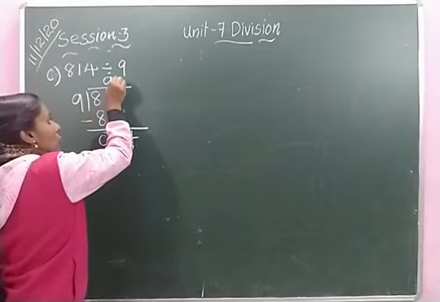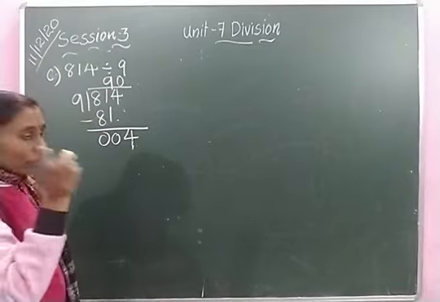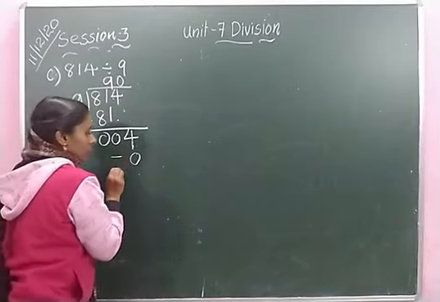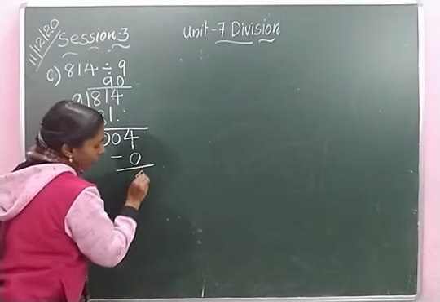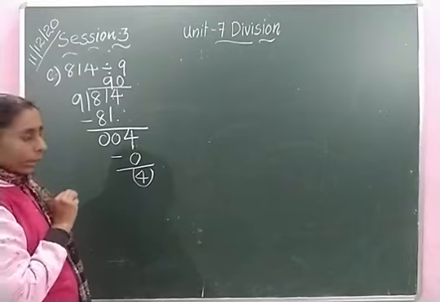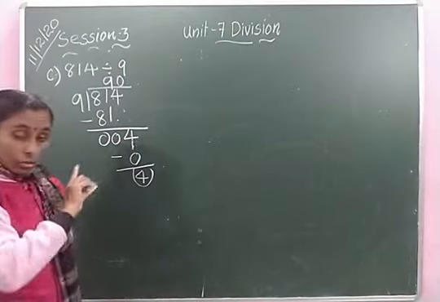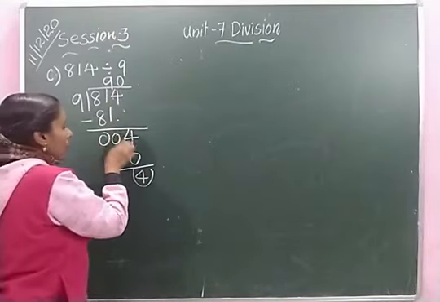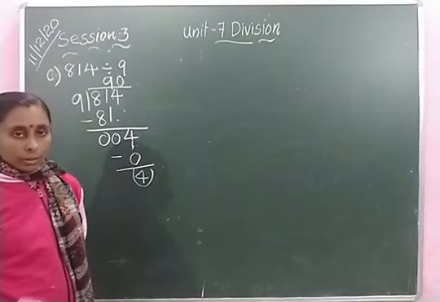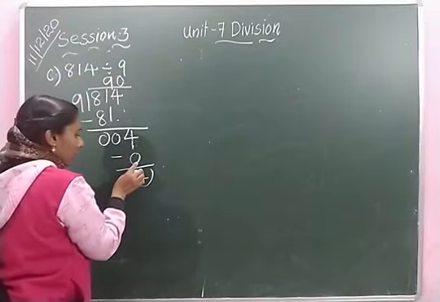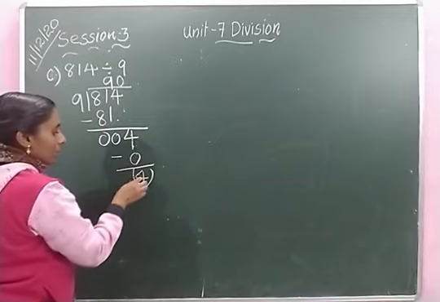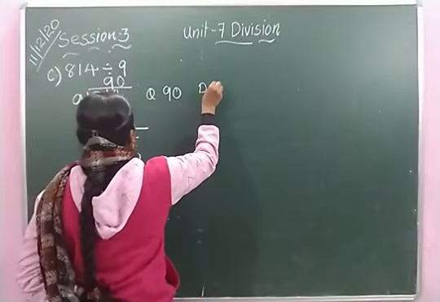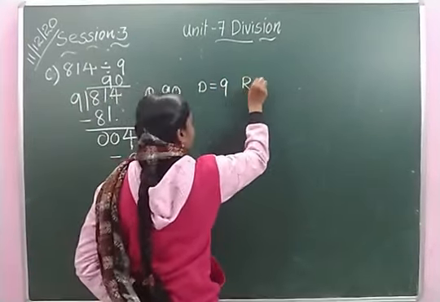4 is smaller than 9, so we have to place 0 in the quotient. And 0 multiplied by 9 is equal to 0. Then we do the subtraction. 4 minus 0, 4. Now it is the remainder. When 4 comes down, we don't take it directly as a remainder. We have to place 0 because there is no 9 in 4. Then 4 minus 0 is equal to 4. Quotient is equal to 90, divisor is equal to 9, remainder is equal to 4.